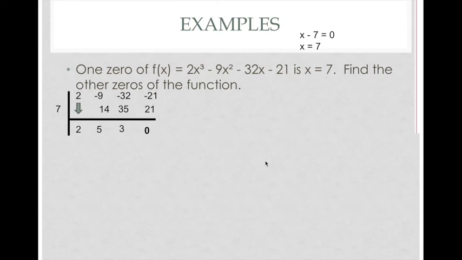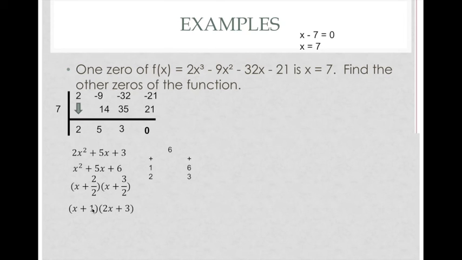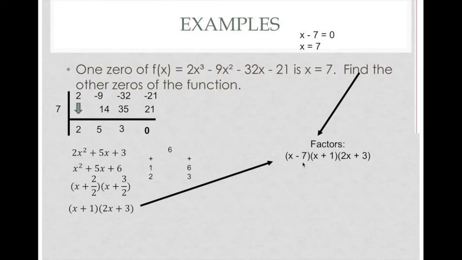Okay, so I'm going to have 2x squared plus 5x plus 3. So now I need to factor. Remember, when we have an a other than 1, we need to multiply a times c. So 2 times 3 is 6. So now I need to find two numbers that multiply together to equal 6 but add together to equal 5. So 2 and 3. And then we need to bring down our 2. So I'll have x plus 1 and 2x plus 3 as my other factors. So my three factors are x minus 7, x plus 1, and 2x plus 3.